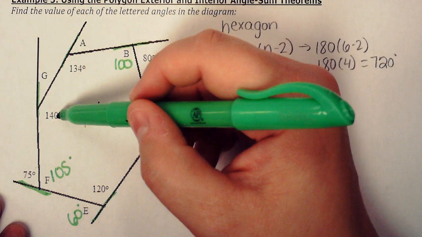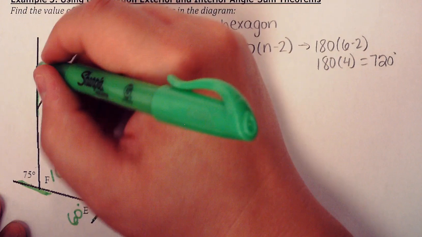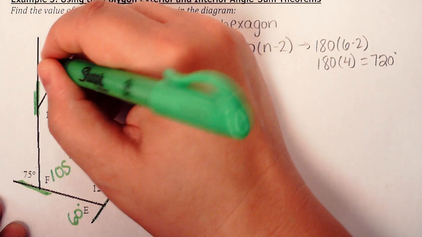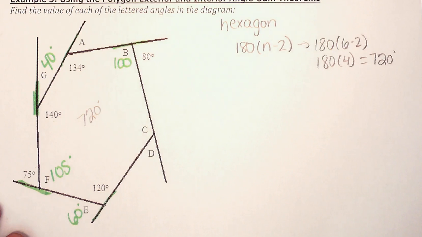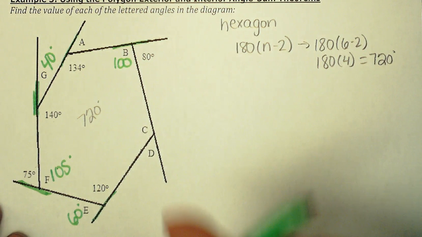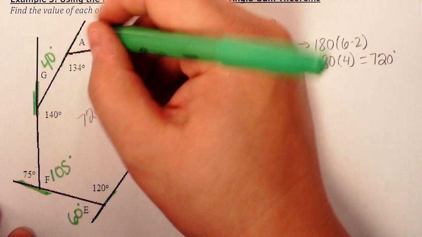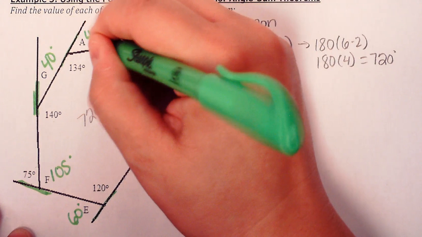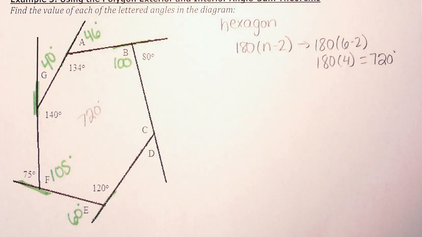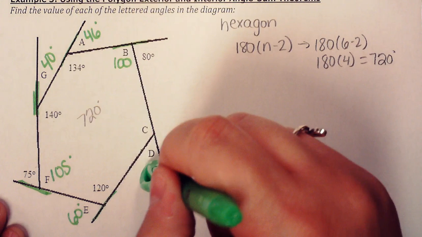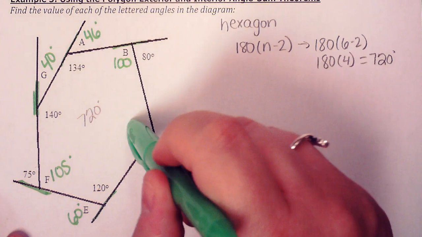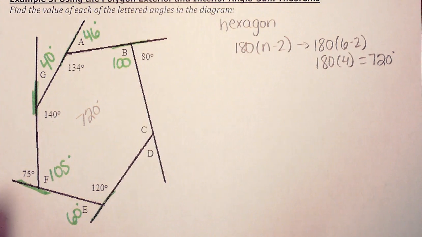I've got an interior angle of 140. G, the exterior angle forming a straight line with that, has to add up to 180, so that has to be 40. And angle A up there, this has got a 134 degree angle, so just going to do 180 minus 134, and that'll be 46. Okay, now you really have two options here. You know all of the angles except for C and D. So I'm missing one interior angle and one exterior angle.